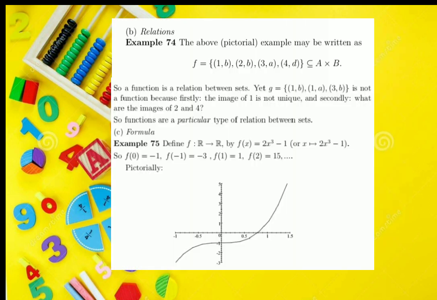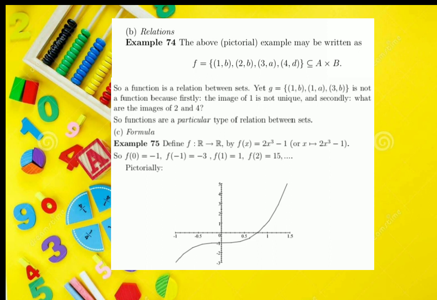B. Relations. Example 74. The above pictorial example may be written as F = {(1,B), (2,B), (3,A), (4,D)}, a subset of A × B. So a function is a relation between sets, yet G = {(1,B), (1,A), (3,B)} is not a function because firstly, the image of 1 is not unique, and secondly, what are the images of 2 and 4? So functions are a particular type of relation between sets.